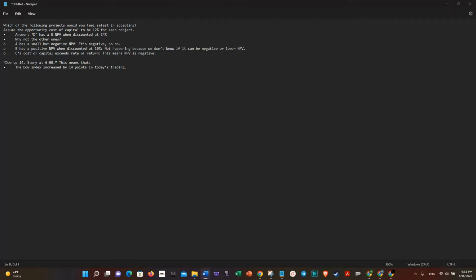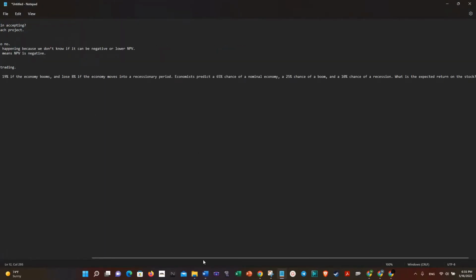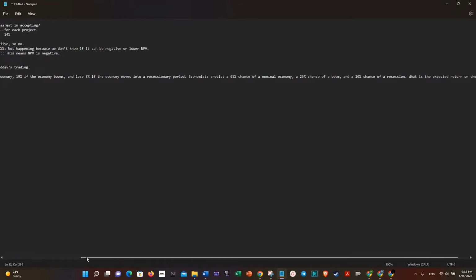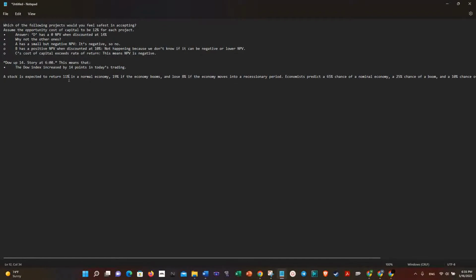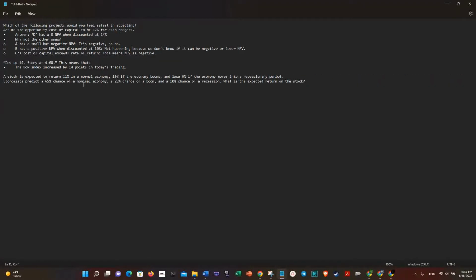So let's look at this one. Finally, we get to do some math stuff. How long is this question that even at full screen doesn't pick up the whole thing? A stock is expected to return 11% in a normal economy, 19% if the economy booms, and lose 8% if the economy moves into a recessionary period. Economists predict a 65% chance in a normal economy, a 25% chance of a boom, and a 10% chance of a recession. What is the expected return on the stock?